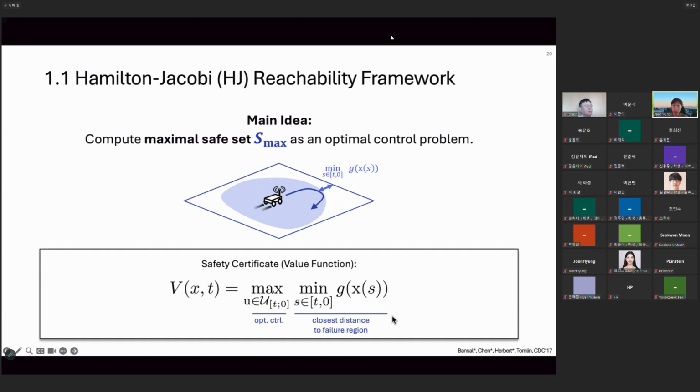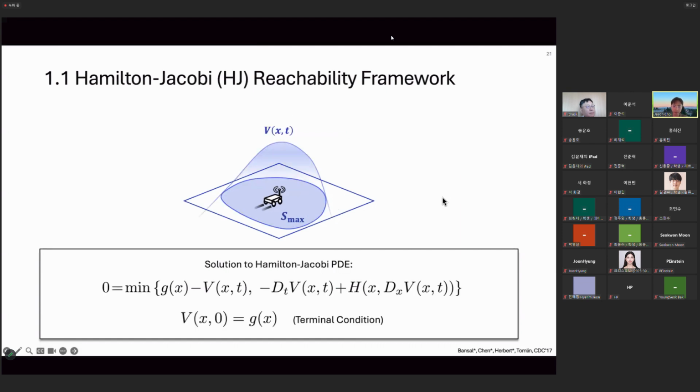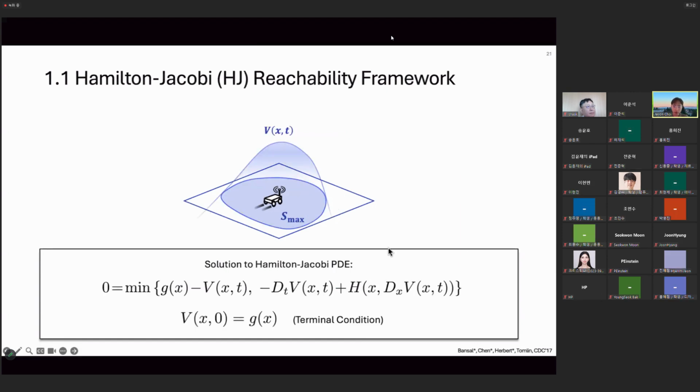And now this becomes the optimal control problem. And this value function captures this cost function of the optimal control problem. And because, as I said, if this margin is non-negative, then we are safe. So if our value function is non-negative, then that characterizes our maximal safe set. That would look like this.